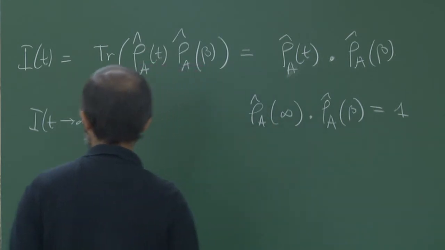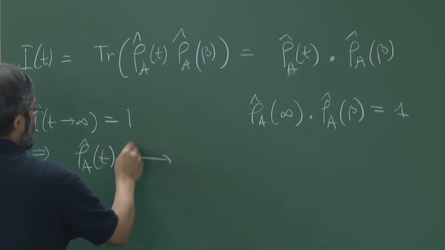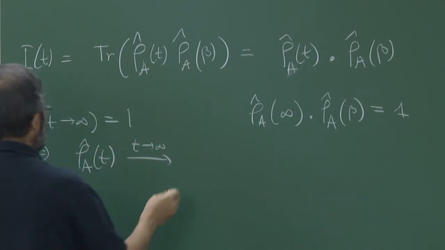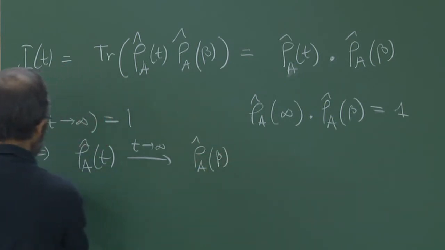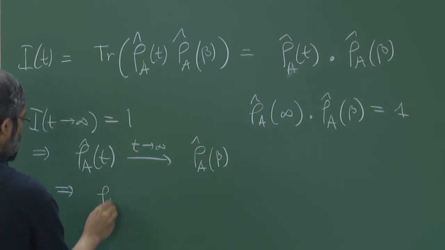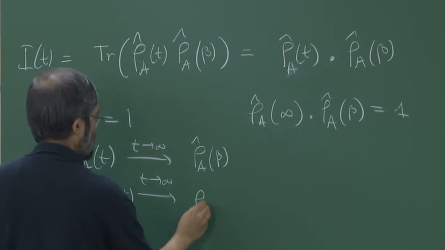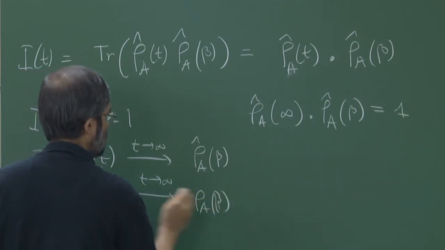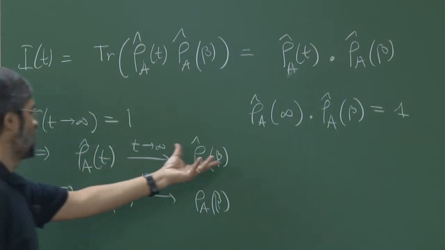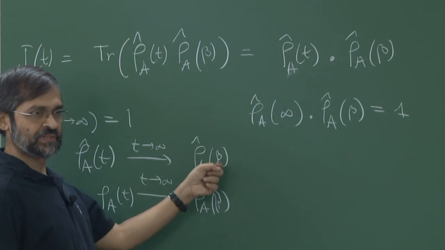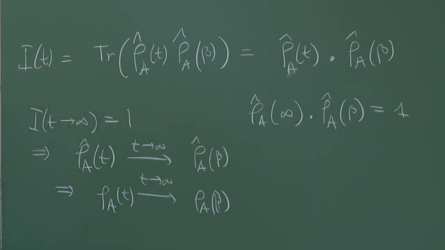So therefore, it says that rho hat of t, as time t goes to infinity, goes to rho A of beta, which means that the original rho, that is a trivial statement, rho A of beta, which is the standard normalized rho, because they are square. If this guy goes to this guy, then this has to go to that. All right, what does it mean?